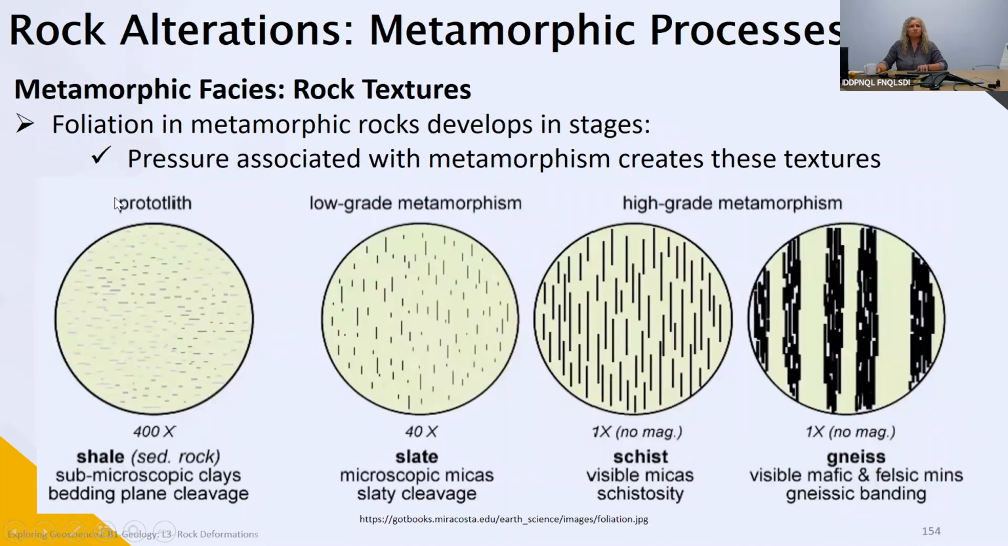These examples would show a protolith, which is the original rock, undergoing low-grade metamorphism versus high-grade metamorphism, and how it will react. So the shale here would be transformed into slate, which would be transformed into a schist, and finally into a gneiss. So it's the elements inside that change metamorphically. So it's the rock textures that change.